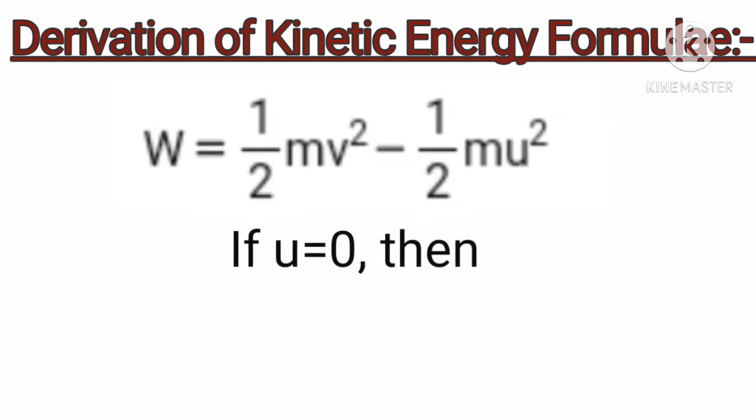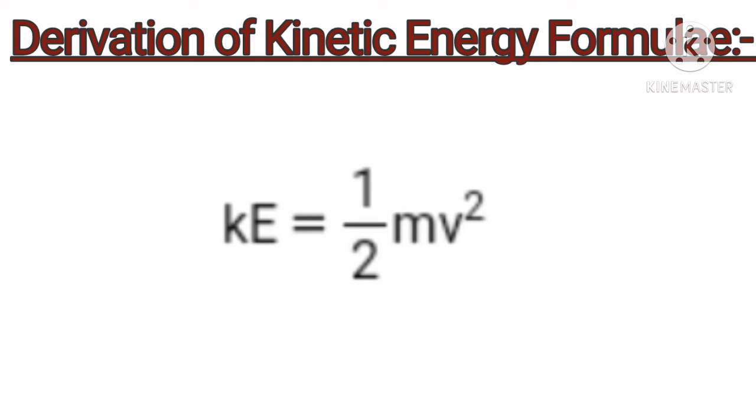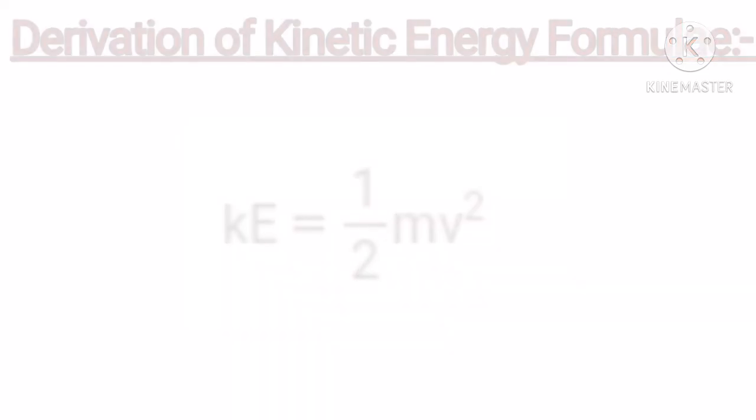In equation 1, if the initial velocity u is equal to 0, that is, if the body is at rest, then work done is equal to half mv square. This work done on the object is stored in it as kinetic energy. Therefore, kinetic energy is equal to half mv square.